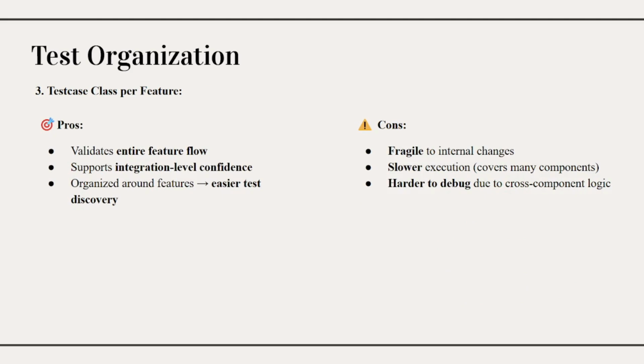This test organization has some advantages and disadvantages. Starting with the advantages, it checks the whole feature flow, not just a small piece. This makes sure everything works together as expected. It gives us more confidence at the integration level since it tests how parts work together. And because tests are grouped by feature, it's easier to find the right test when something breaks.